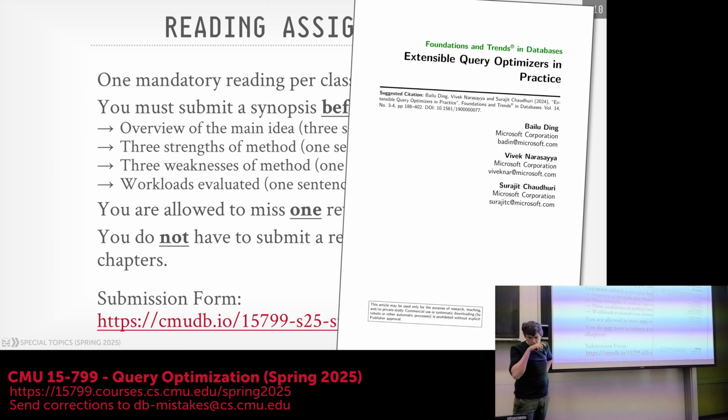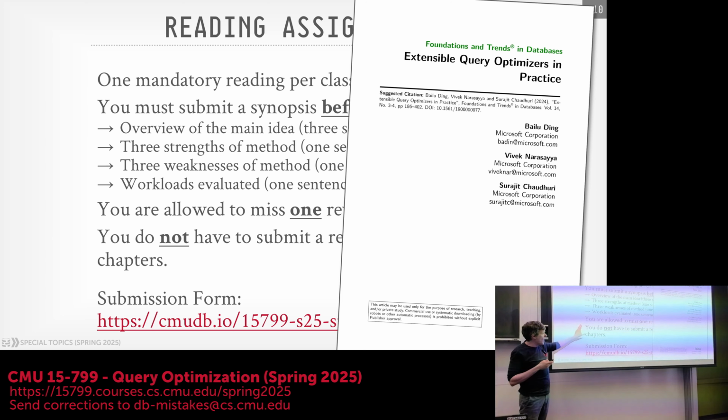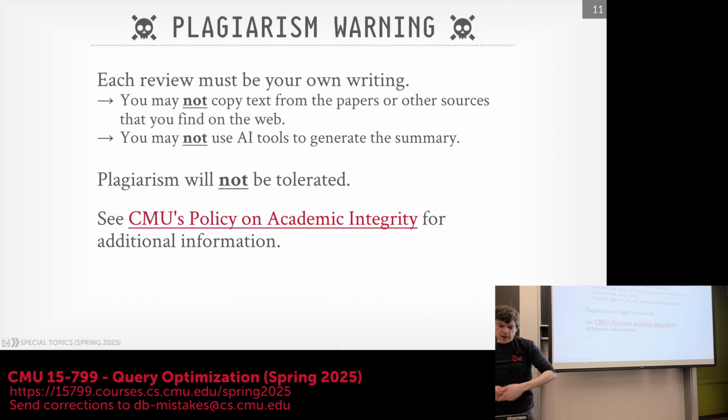All right, so again, you use this Google form, and then you submit a review, and the first review will start on Wednesday's class. And again, please use your own writing, especially for the paper we're going to read next class. Right? It's from 1979. It's a very, very famous paper. There's a ton of write-ups about it. Please don't copy and paste. Write things in your own words.